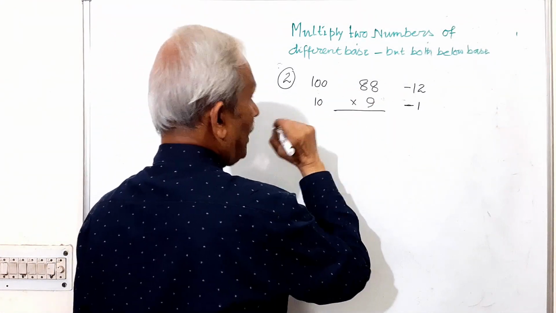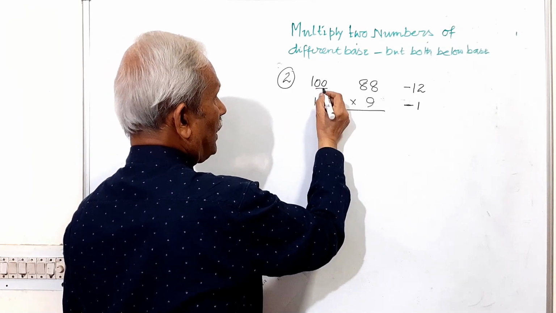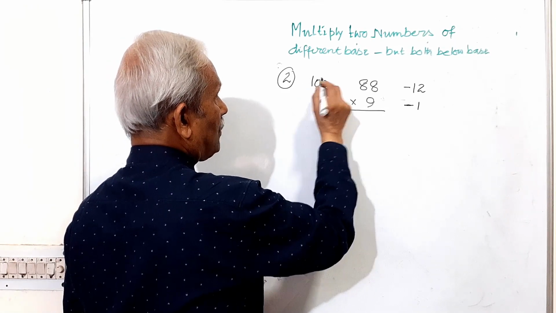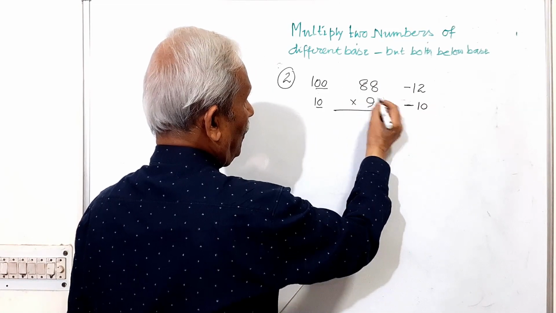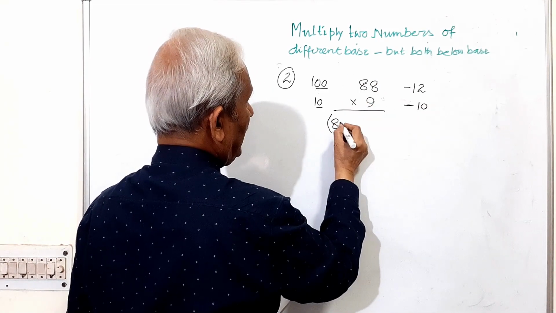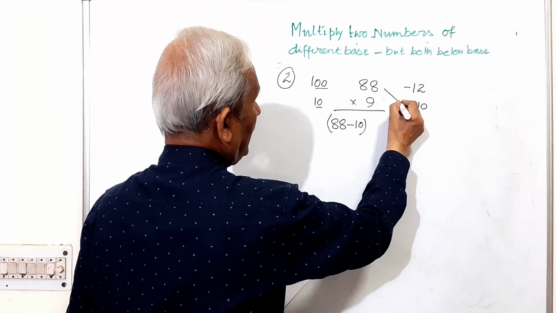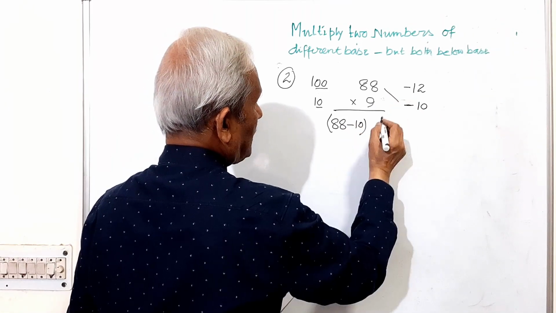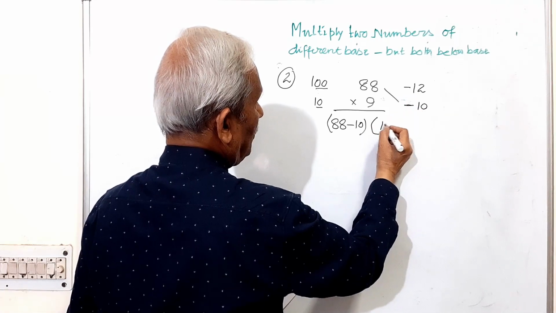First part of the answer is how we'll get. But before that, the important thing is there are two zeros here. There is 1 zero here. The difference is 1 zero. So we'll write 1 zero here. Now, the first part of the answer is 88 minus 10, crosswise subtraction with this minus 10. And the second part of the answer is minus 12 into minus 1 is plus 12.